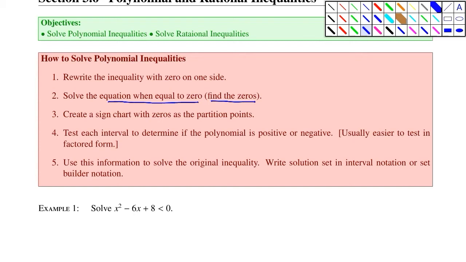Step 4, test each interval to determine if the polynomial is positive or negative. And it's usually easier to do this in factored form. And then number 5, use the information to solve the original inequality. If you're looking for greater than 0, then those are positives. Less than 0 is negatives. And then use the equal part of less than or equal to denote if it's going to be an open interval or closed interval. Let's take a look at some examples.